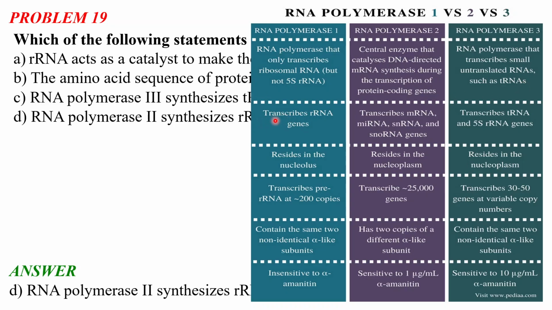RNA polymerase 1 transcribes rRNA genes and resides in the nucleolus. RNA polymerase 2 transcribes mRNA, miRNA, snRNA and snoRNA genes and resides in the nucleoplasm. RNA polymerase 3 transcribes tRNA and 5S rRNA genes and resides in the nucleoplasm. RNA polymerase 1 transcribes pre-rRNA at 200 copies, RNA polymerase 2 transcribes 25,000 genes, and RNA polymerase 3 transcribes 30 to 50 genes at variable copy numbers. RNA polymerase 1 contains the same two non-identical alpha subunits.